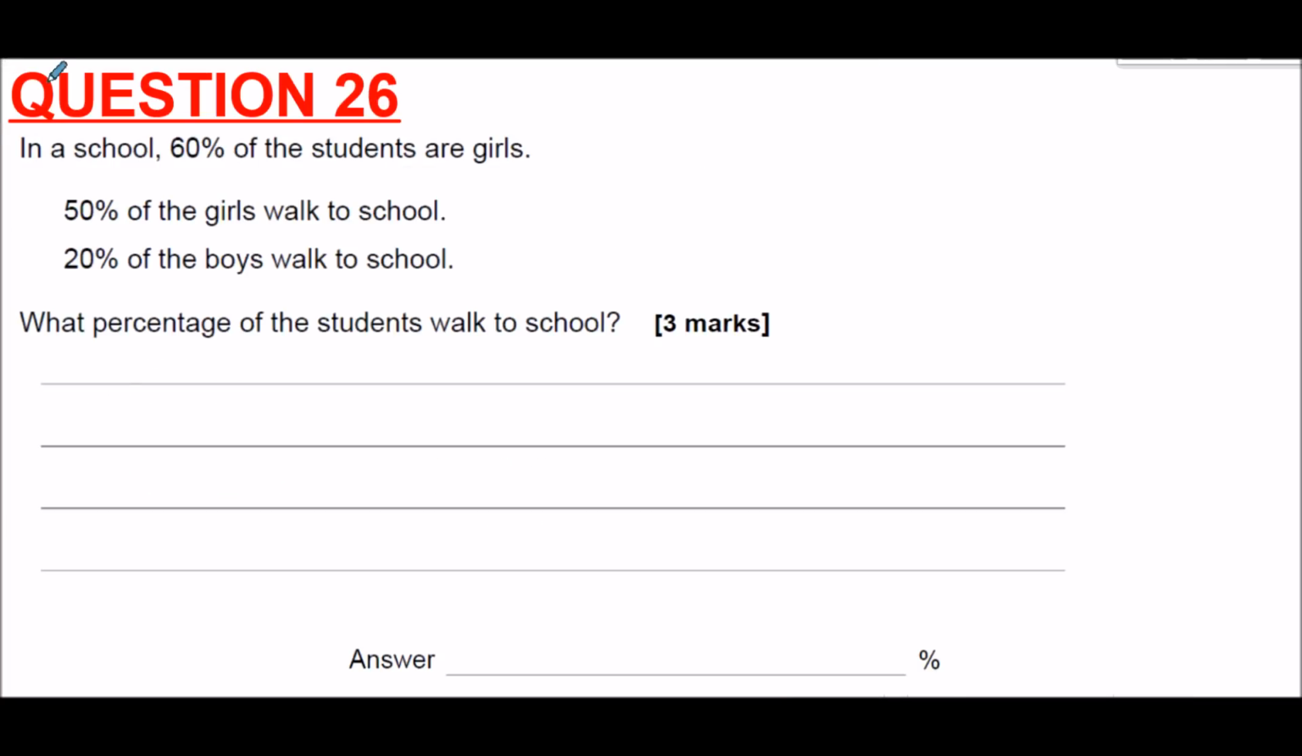Question 26, a school, 60% of the students are girls. I'm told some percentage of girls walk to school, some percentage of boys walk. What percentage of the students walk to school? What makes this a weird question, quite a complicated one potentially, is that we're not told how many students there is. So 60% of what? 50% of what?